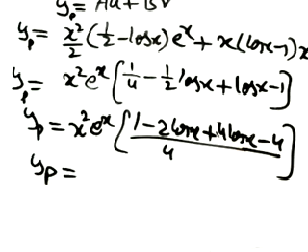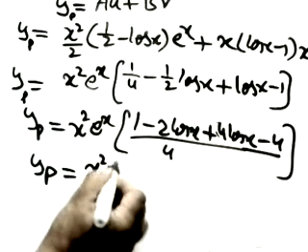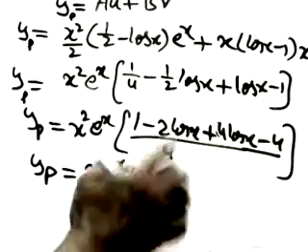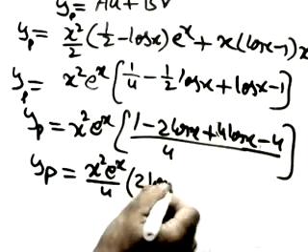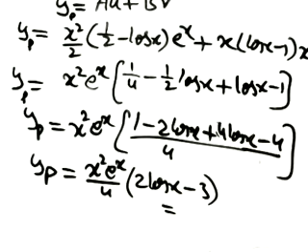So let me make this the last term. yp equals x² e^x by 4. I'm writing it like this. Now you see here, 4 log x minus 2 log x will be 2 log x, and 1 minus 4 will be minus 3. So this is the particular integral.